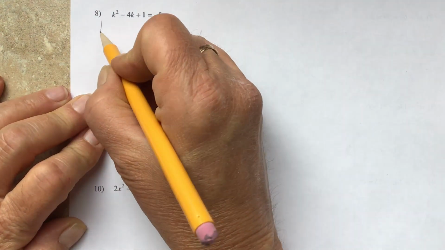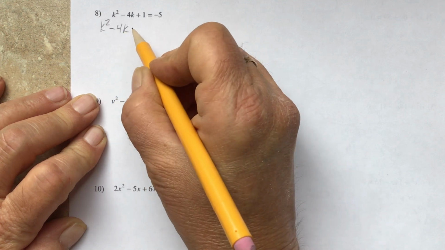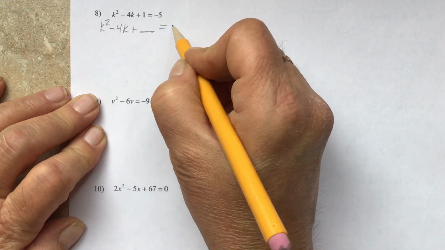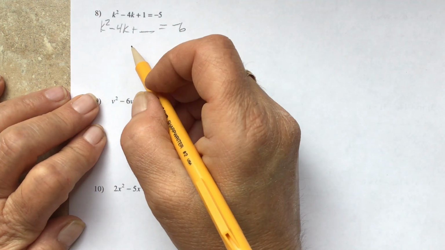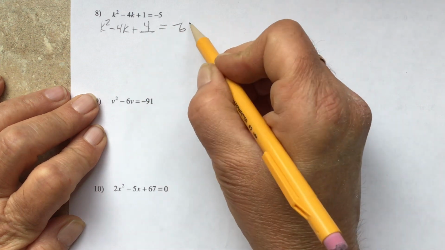Okay, so I have k squared minus 4k plus something. I'm just going to move that 1 over, equals negative 6. Okay, half of b and square it. So we're going to add 4 to both sides.